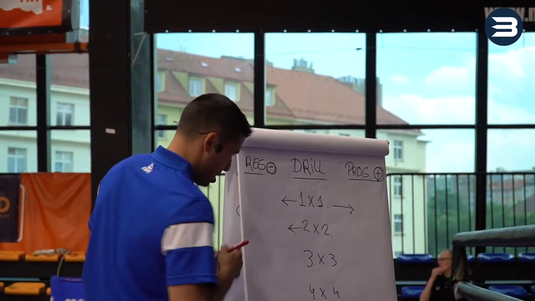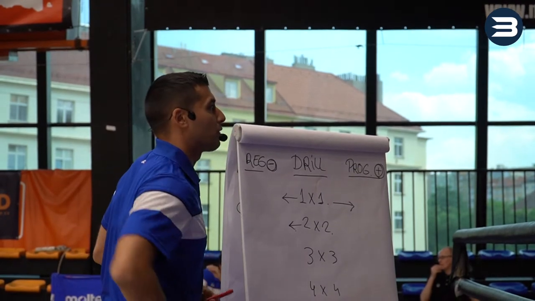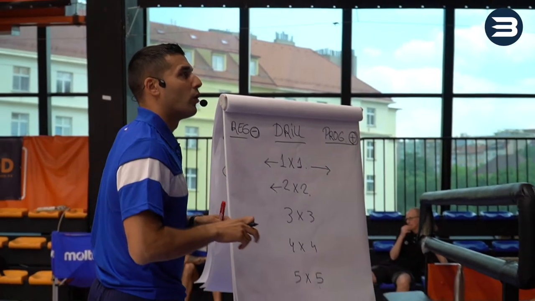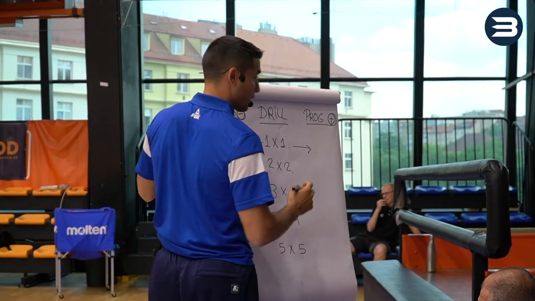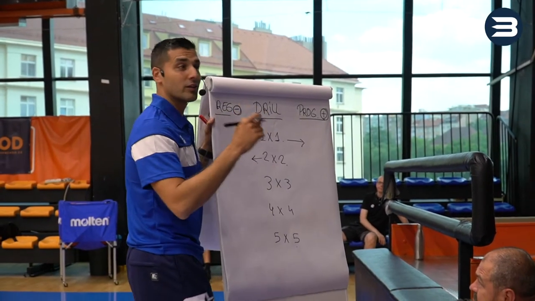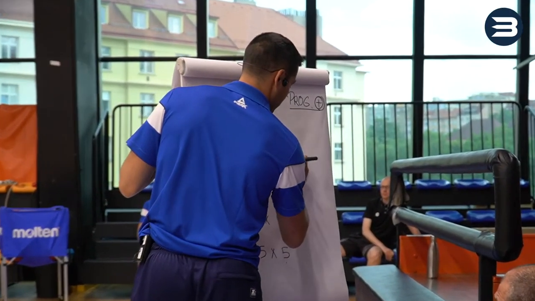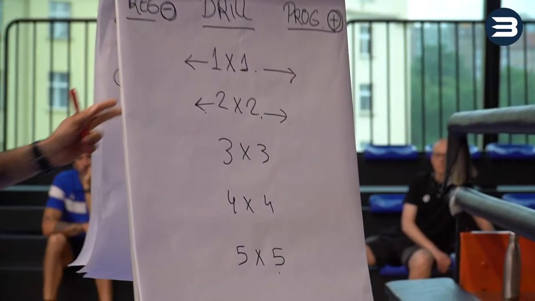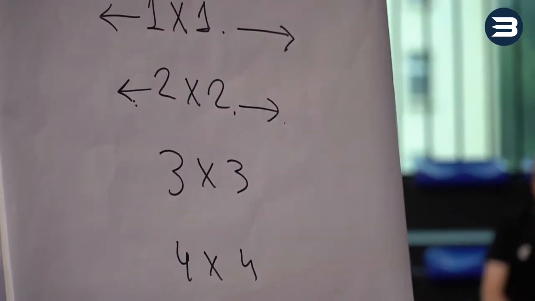Same. Regular 2 and 2. Half court, regular 2 and 2, on a quarter of the court. How I need your voices here. How do we go to the 2 and 2 progression? More intense.